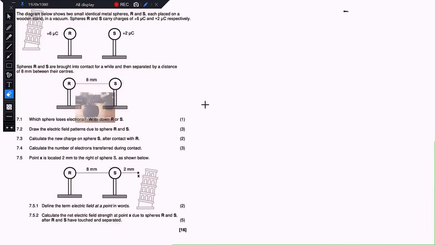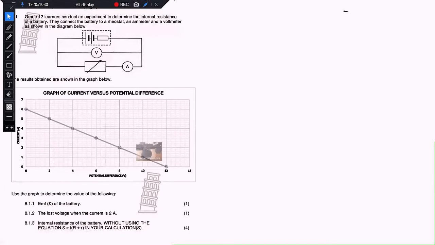Okay, but now let's go to question 8, electric circuits. Now we have this question here on electric circuits. It says grade 12 learners conduct an experiment to determine the internal resistance of a battery. They connect the battery to a rheostat, an ammeter and a voltmeter as shown in the diagram below. The results obtained are shown in the diagram below.